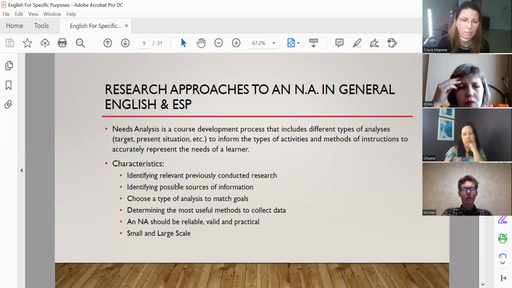Identifying possible sources of information. We'll see some practical examples in a moment. Choose a type of analysis to match goals. Determine the most useful methods to collect the data. We'll see how we can collect data. And NA should be reliable, valid, and practical. And we should have small and large scale. We could have small and large scale research approaches.